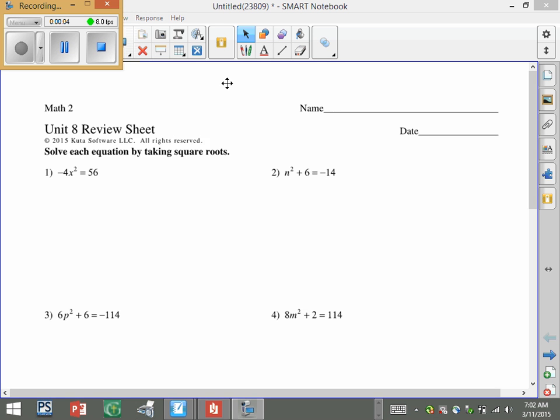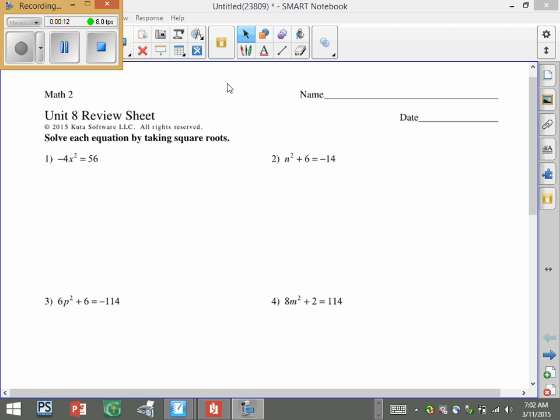We'll take a look here at the Unit 8 review sheet. Now, as I go through this sheet, I'm going to solve it the way that they are asking me to solve it. But keep in mind, all of these problems can be solved using the quadratic formula, and you should come up with the exact same answers.